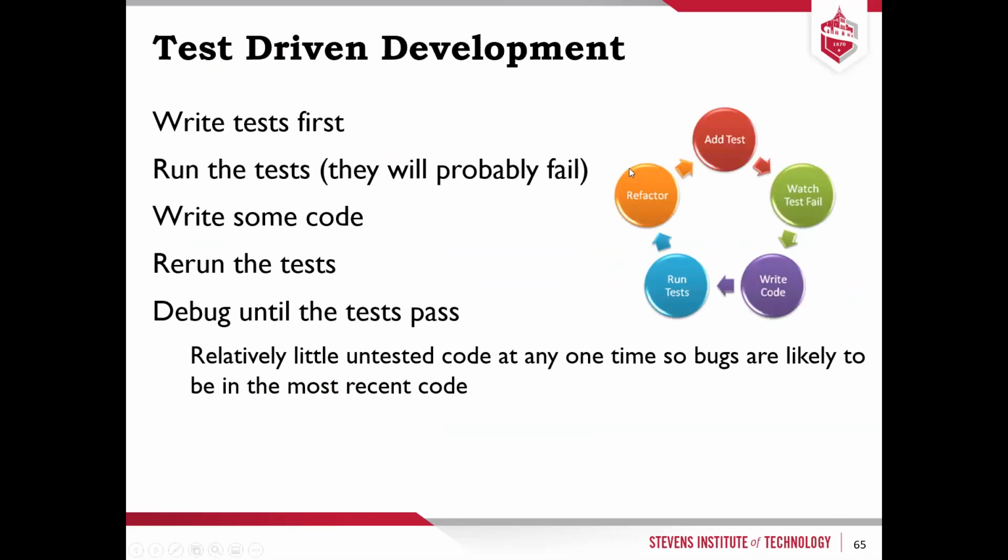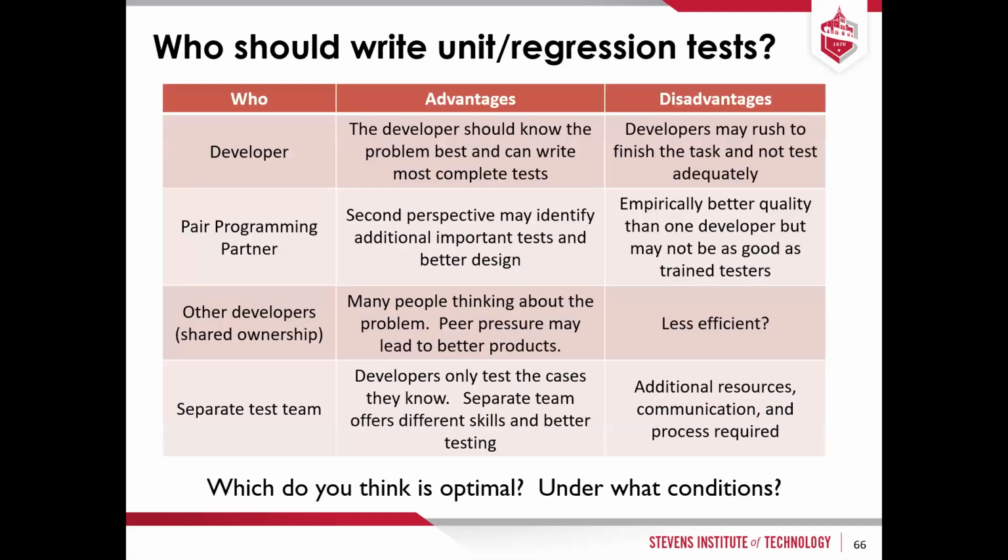In test-driven development, we write the test, we run the test, we write some code, we run the test, then start debugging. In agile, we write, run, debug, all at the same time, right? So who is going to write the unit regression test? The developer would write the regression test. The advantage is developer knows how they write the code and how they can test it.